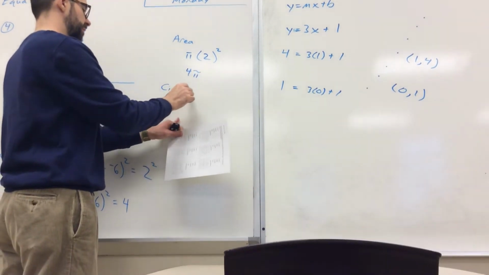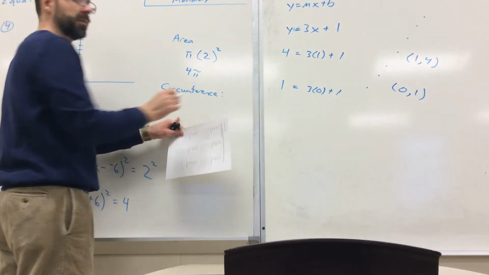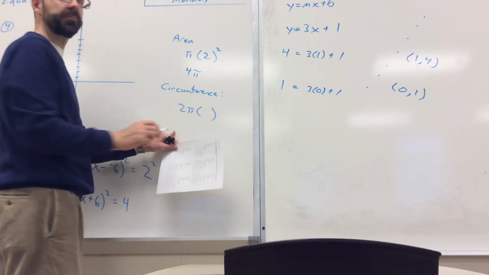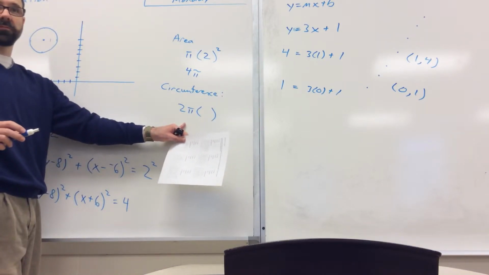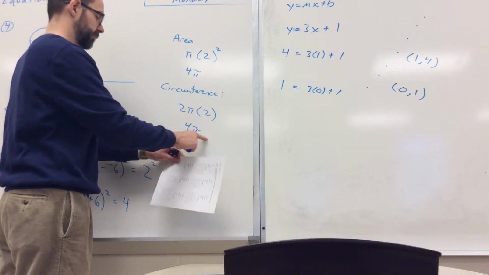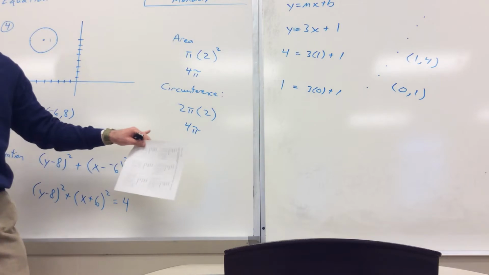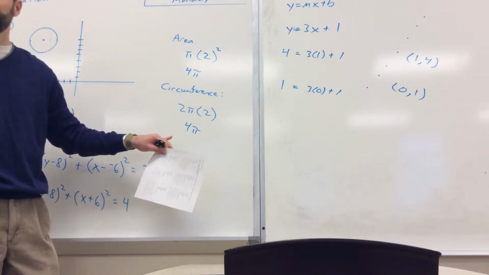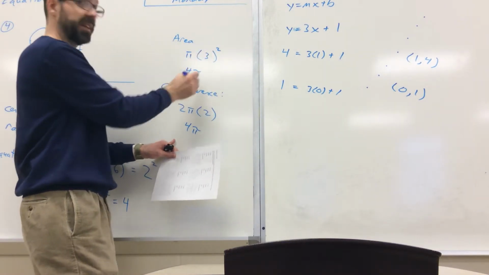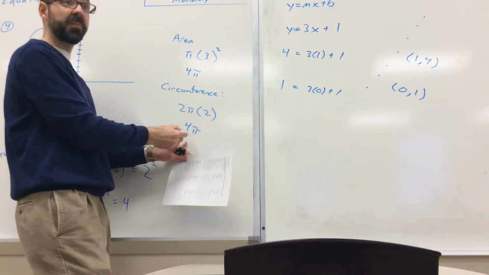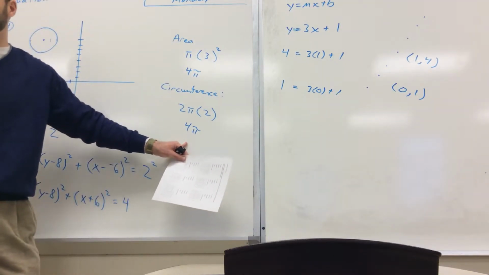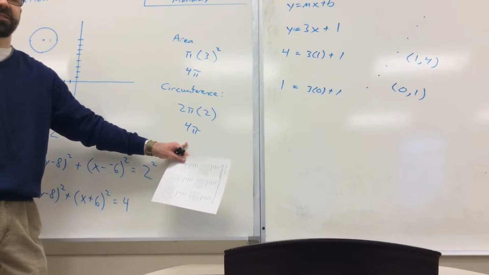Then they also ask for the circumference. Circumference is 2 pi r. This is a complete coincidence that they're the same answer, right? I mean, if this was a 3, then this would be 9 pi, and this would be 6 pi, right? Don't start thinking that area and circumference are the same thing just because we got the same answer one time. They're not.